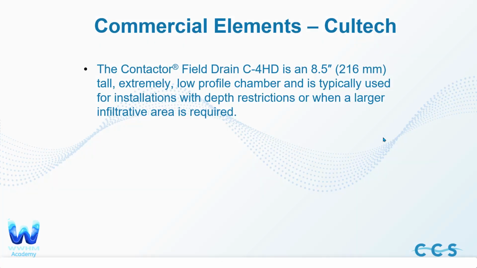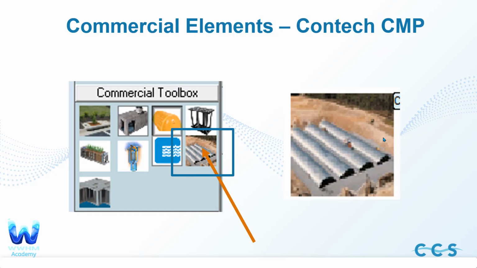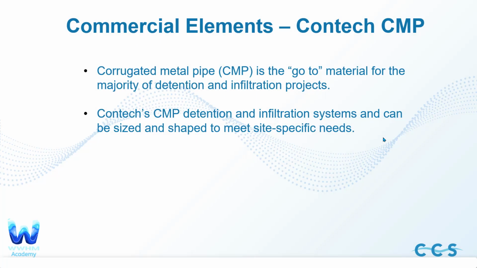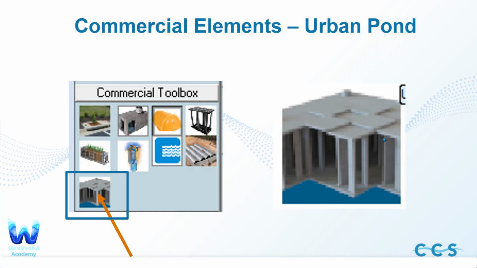The Contech element, this is the best information I can find. I think in WWHM 2012, in each of these elements, when you import them and add them, there are links to the websites where you can learn more about the elements. And of course, you could probably just contact the people and they can tell you everything you need to know about these elements. It's another stormwater chamber style element here. The Contech CMP is a corrugated metal pipe, and can be a go-to material for those detention and infiltration projects. Just another way to do that.